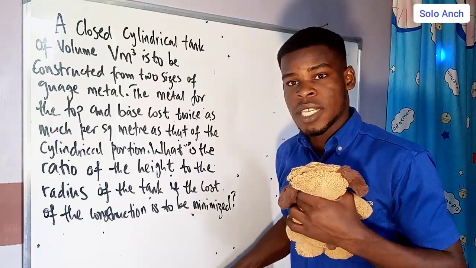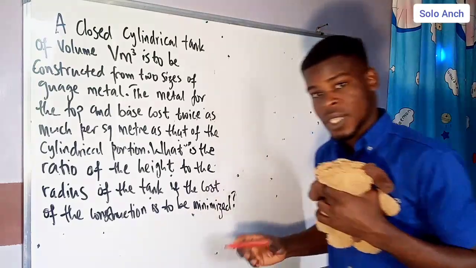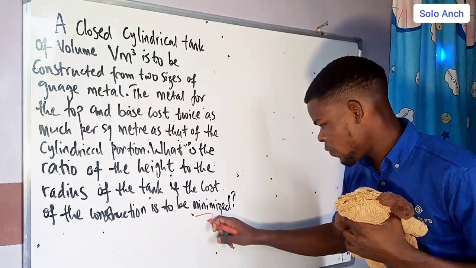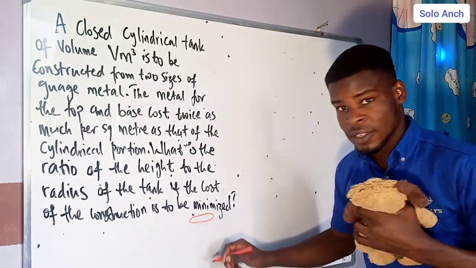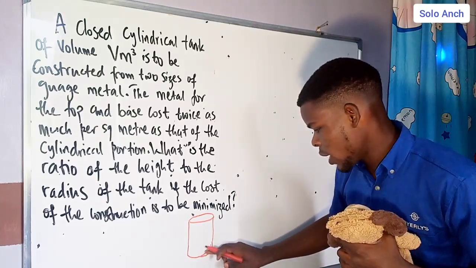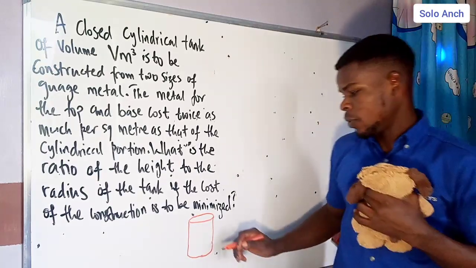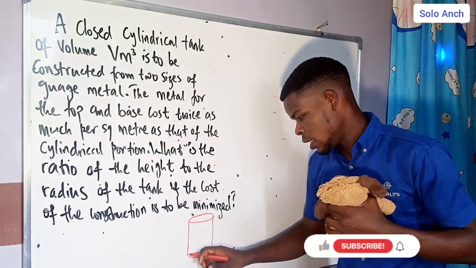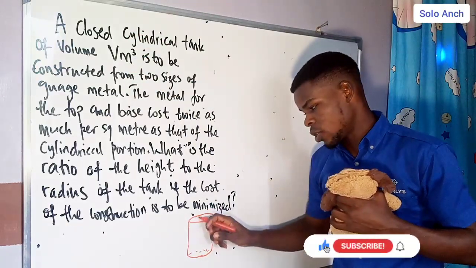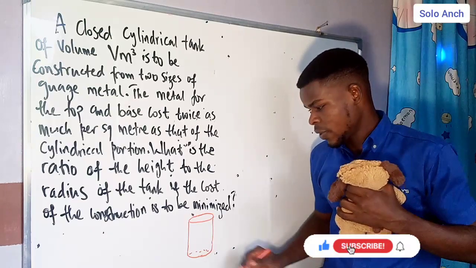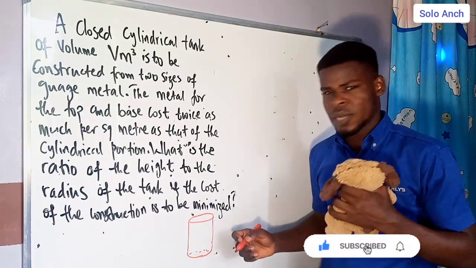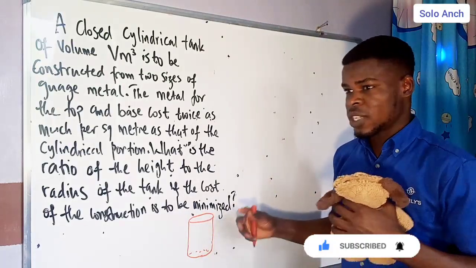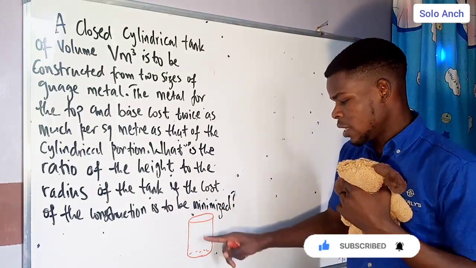So let's look at a cylinder a little bit. A cylinder looks like this, and in fact, let me just say a right cylinder. Now you notice that the cylinder is said to be a closed one, which means that the top is closed and the bottom is closed as well. And this right here is the cylindrical portion. So let me just show you by separating this, assuming they are to be formed from different metals.